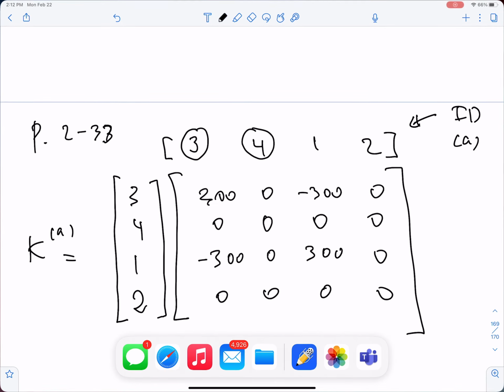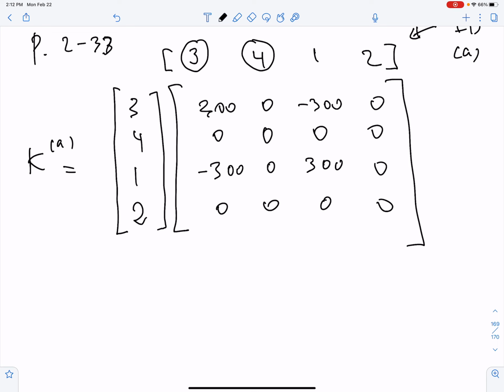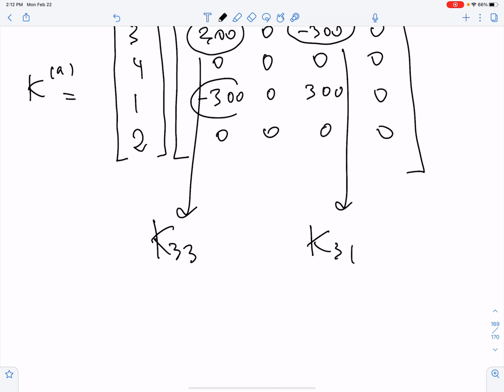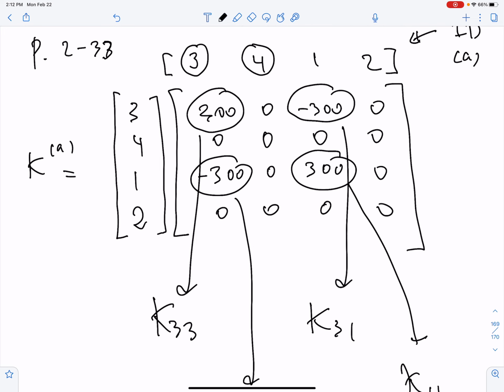And so now you see that every entry of that matrix makes it into the global matrix. Specifically, this guy goes into K33, this guy goes into K31, this guy goes into K13, and this guy goes into K11. Of course, the zeros also make it into the stiffness matrix, but there's nothing to add, so we skip them.